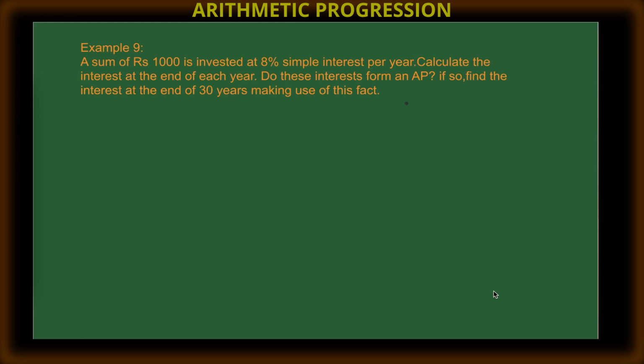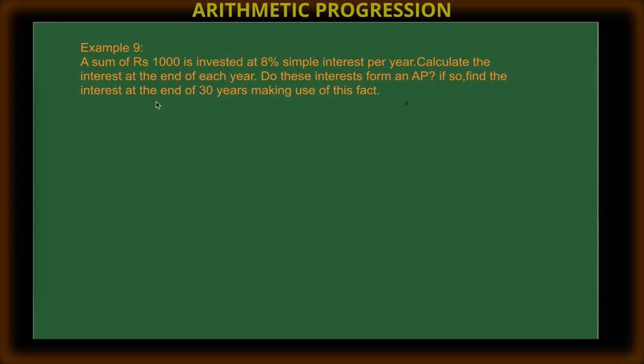Okay students, let's try to analyze this particular example. A sum of rupees 1000 is invested at 8% simple interest per year. Calculate the interest at the end of each year. Do this interest form an arithmetic progression? If so, find the interest at the end of 30th year making use of this fact.